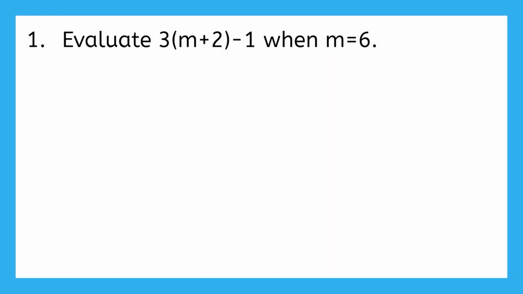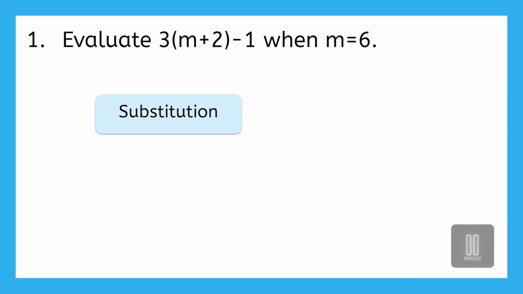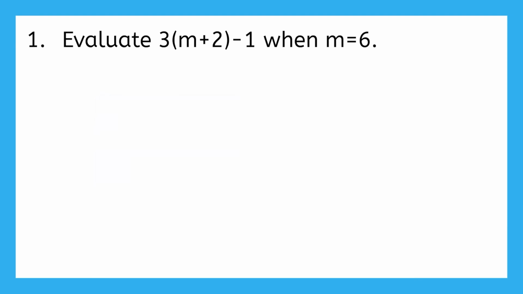This example problem asks us to evaluate 3 times the sum of m and 2 minus 1, when m equals 6. Pause the video and try this in your PDF. First, use substitution. Remember, one player comes out and another player comes in to replace them. Then, evaluate using the order of operations to find the expression's value, or what it's equal to. Go ahead, give it a go. Okay, let's work this through.